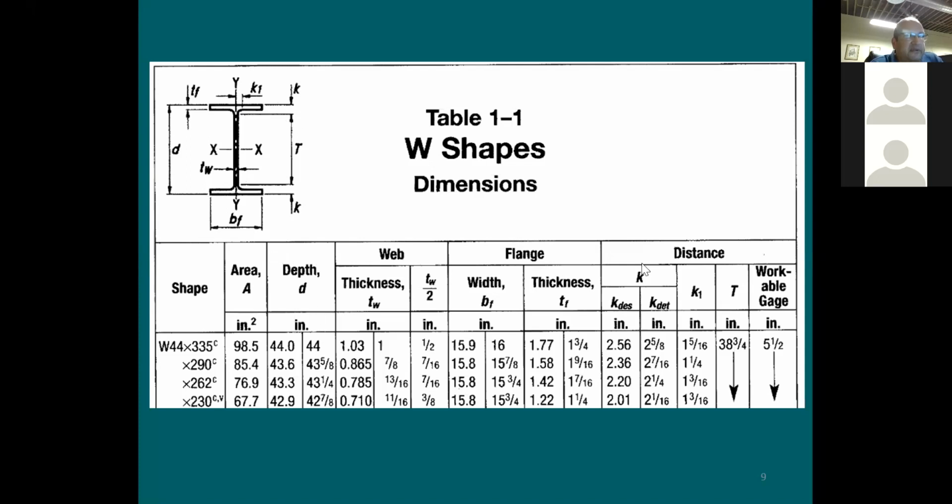Let's see the information available here for us. One of the sections you may call W44 by, let's say, 290. What is that? The first designation is the depth. And the second number is the weight, in pounds per linear foot of the beam.